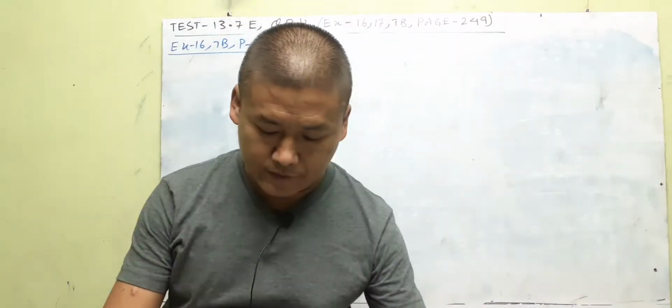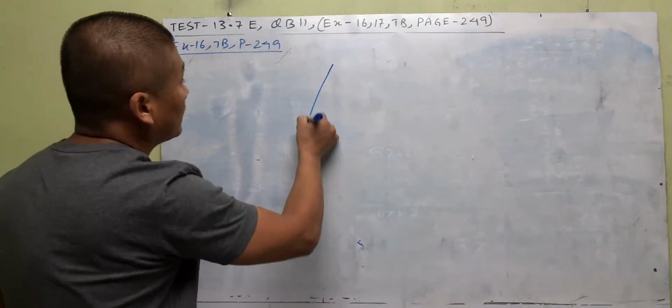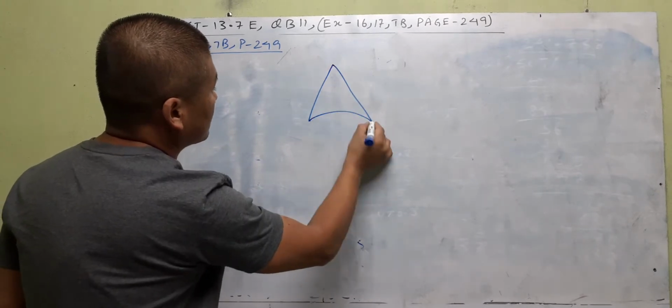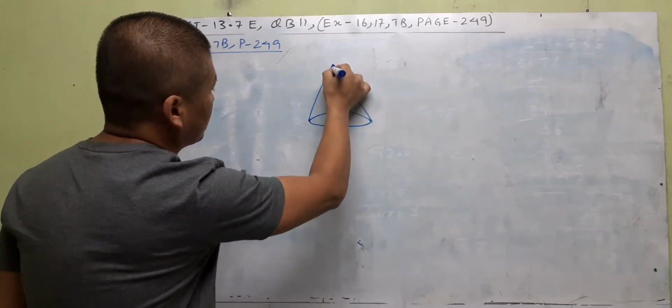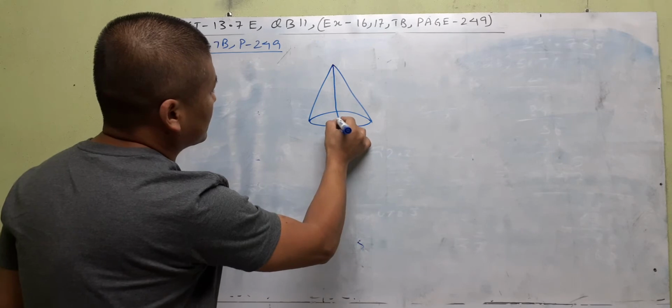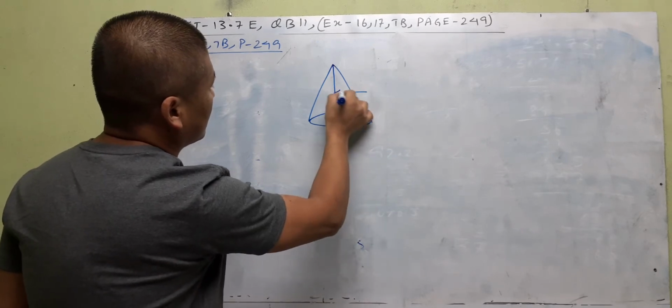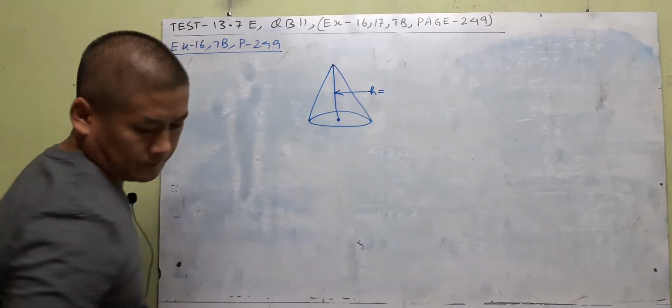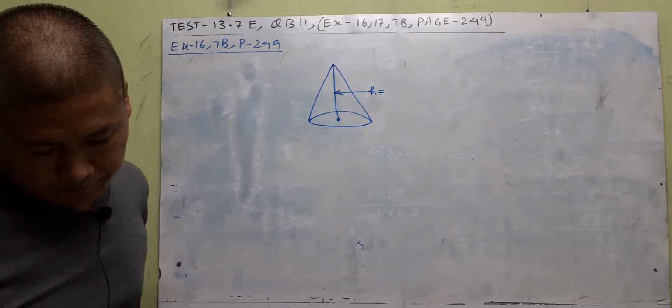The height and the slant height of a cone are 21 centimeter and 28 centimeter respectively. Find the volume. So there's a cone clearly given to us. The height is given, the line joining the vertex to the center of this circle. Height is given as 21 centimeter.